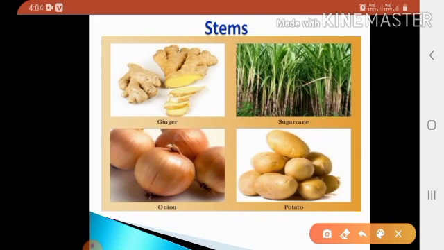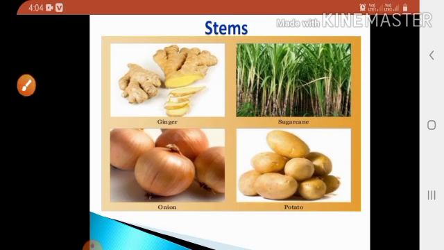Let's look further at stems. I have taken 4 examples of stems: ginger, sugarcane, onion and potato. We think potato is a root, but potato is not a root. Potato is the stem of the plant, and sugarcane is also a stem of the plant, in which extra food is stored by the plant.